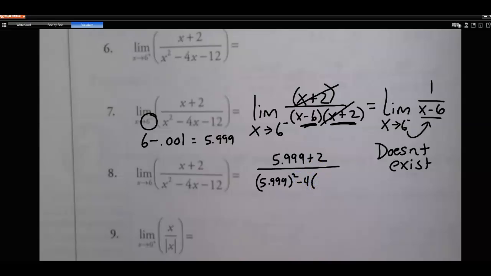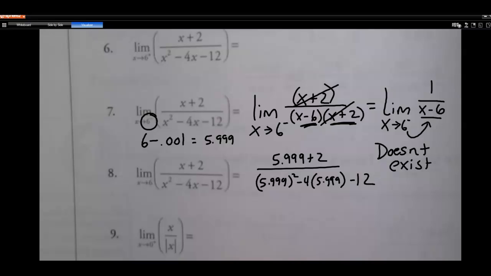Now, if I end up getting a positive number, then that indicates that the function is approaching positive infinity. But if I get a negative number, that means my function is approaching negative infinity. Okay? So let's go ahead and do that real quick. I'm going to punch this in my calculator. I'm going to pause my video so you guys don't just wait for me to click buttons.